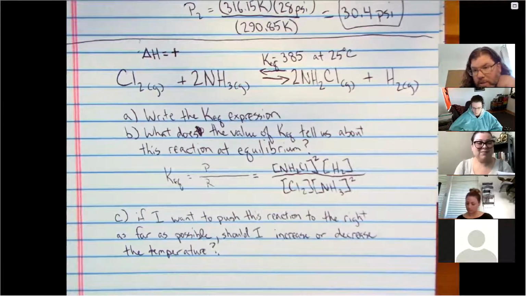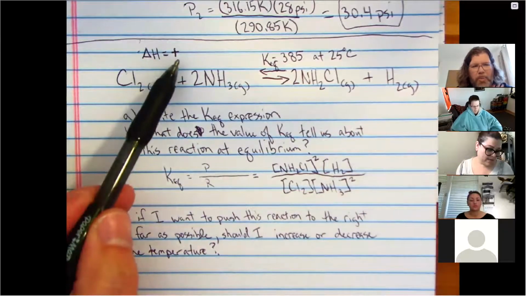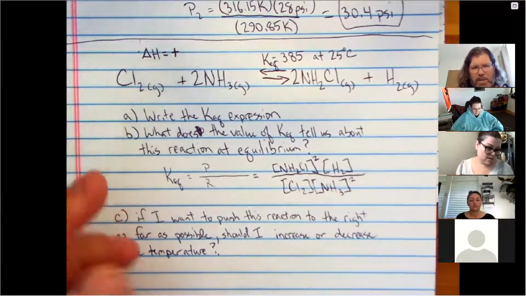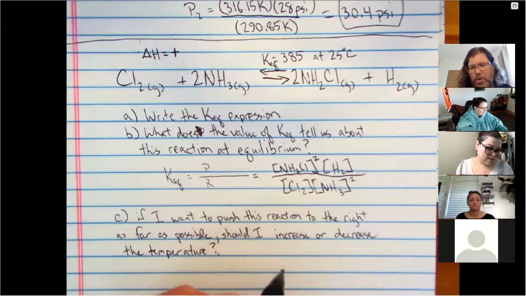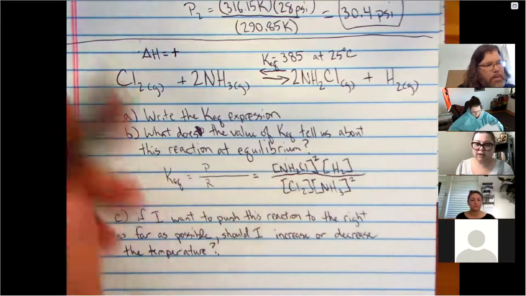So if I want to force this reaction as far to the right as possible, should I increase the temperature or should I decrease the temperature? To the right, so towards the products. Decrease. Wait, hold on. This is endothermic, so let me think there. It is an endothermic reaction. That's what delta H being positive tells us. So does that mean the heat is a reactant? Oh, so you want to increase then?